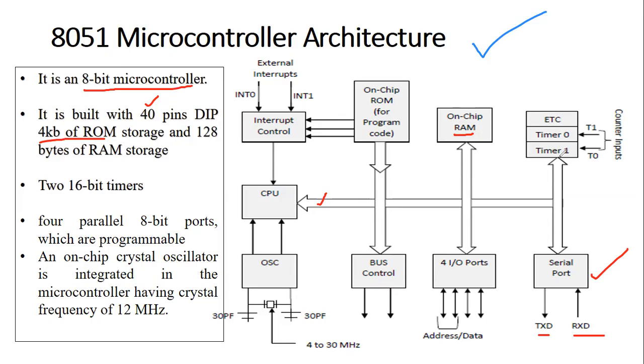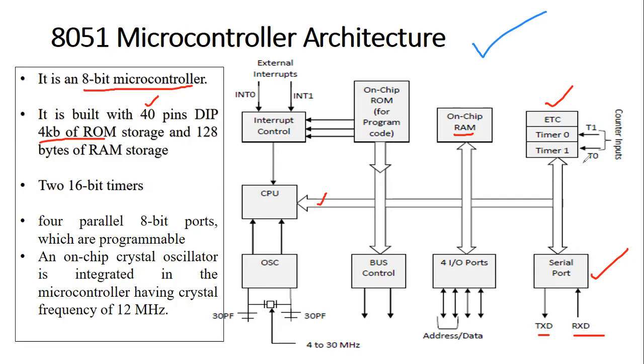Now, here you can see timer. 8051 microcontroller has two timers, timer 0 and timer 1. Both timers are 16-bit, meaning they can carry data of 16 bits, that is D0 to D15. Here you can see two counter inputs, that is T1 and T0. In a subsequent video, we will see the details of these timer 0 and timer 1 registers.